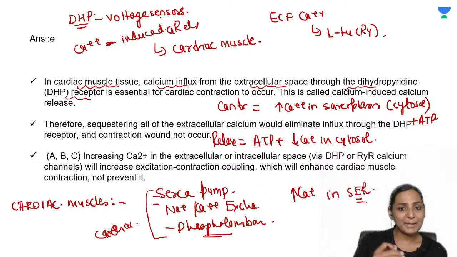So this has come many a time as an MCQ, and sometimes it becomes very confusing. So remember, in the sarcoplasm, that is cytosol, you are increasing the calcium and increasing the contraction. But if you want relaxation, definitely you require ATP, but you have to decrease the calcium in the cytosol, which occurs by increasing the calcium in the sarcoplasmic reticulum. And also in the cardiac muscles, you have SERCA pump, sodium calcium exchanger, and phospholamban, which are responsible for the muscle relaxation. Phospholamban is present only in the cardiac muscles. It is not present in any other muscle tissue. So it is important as far as the cardiac muscles are concerned.